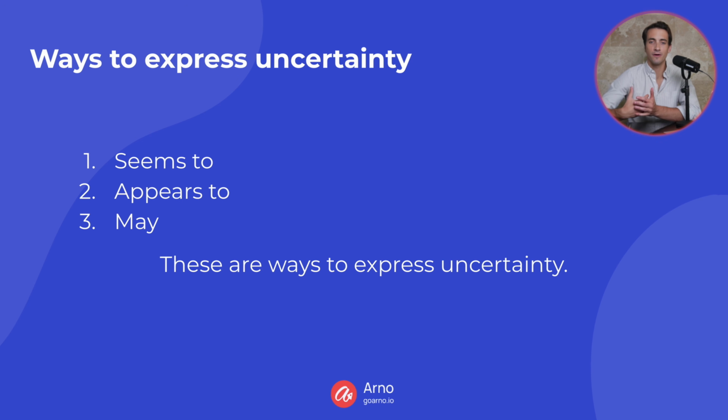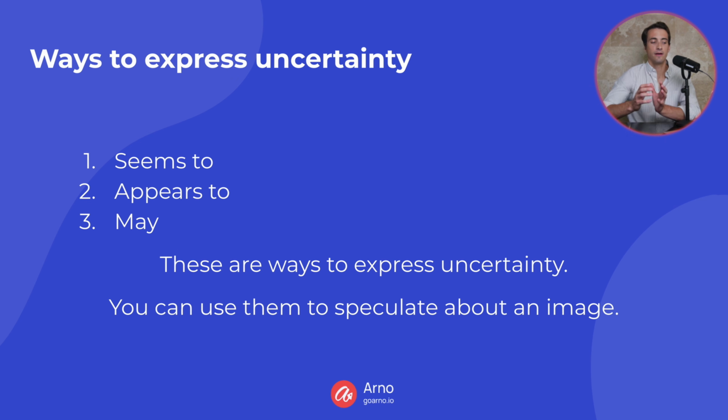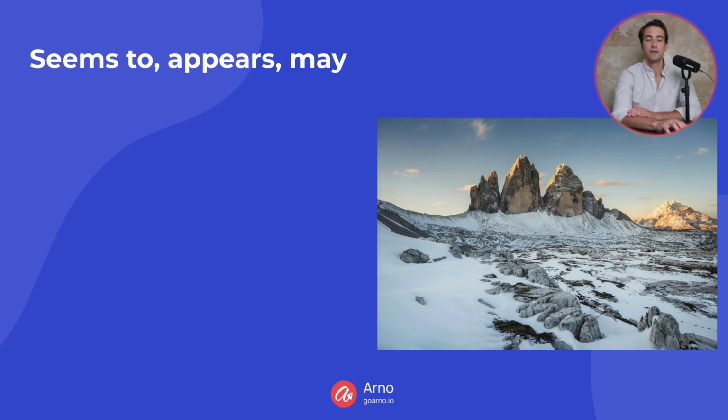Uncertainty is when you are saying something that you believe to be true, but that you don't know for sure, or that you think maybe could be the case, but maybe not. And they are useful for picture description because they allow you to speculate about an image, which is a key part of describing images for the DET. So here are 3 example sentences to show you how you can use each of these terms.